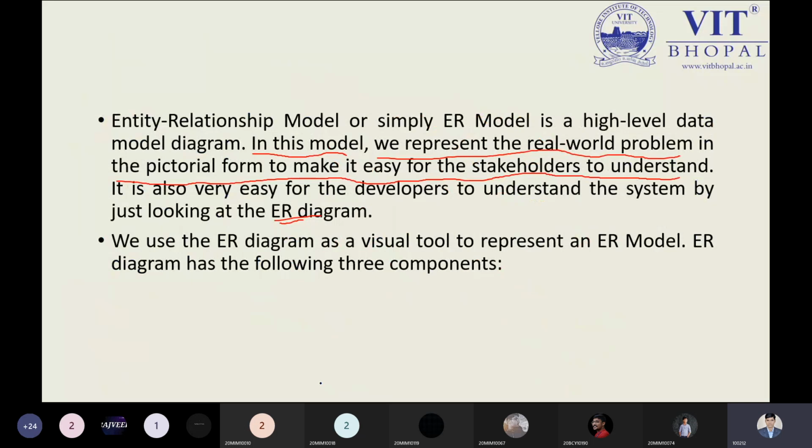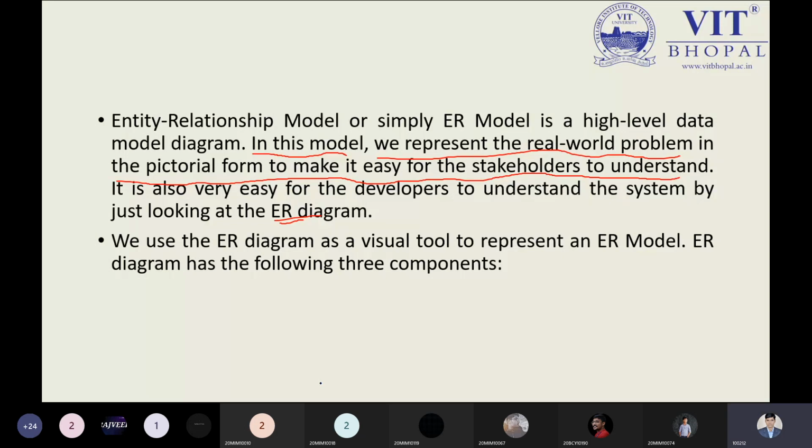Now, the important point to keep in mind: I have written this content over here in a simple way. The entity relationship model is simply the ER model, and it is a high-level data model diagram. Why high level? Because it is best suited to represent your information simply. In the ER model, real-world problems are represented with the help of pictorial representation, so whatever problem you have, we can understand it pictorially.